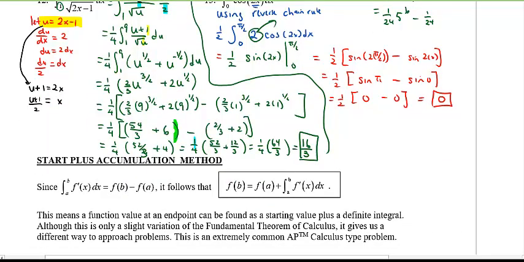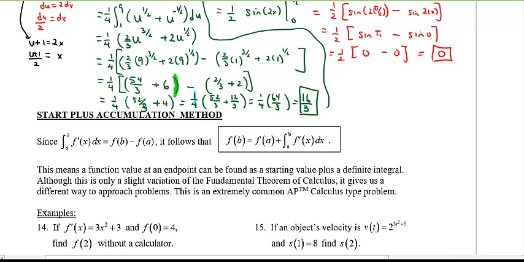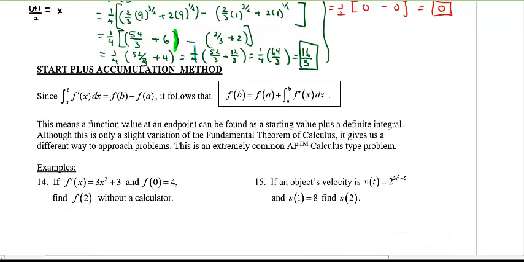Okay, so the last thing that I want to talk about in this lesson is this thing called start plus accumulation. If you are doing the AP exam, star this, star this, star this, star this. I guarantee you will find a question on the AP exam that uses this thing called start plus accumulation. Okay? What is really the start plus accumulation? It's nothing new, because it's really the idea of the fundamental theorem of calculus mixed up.